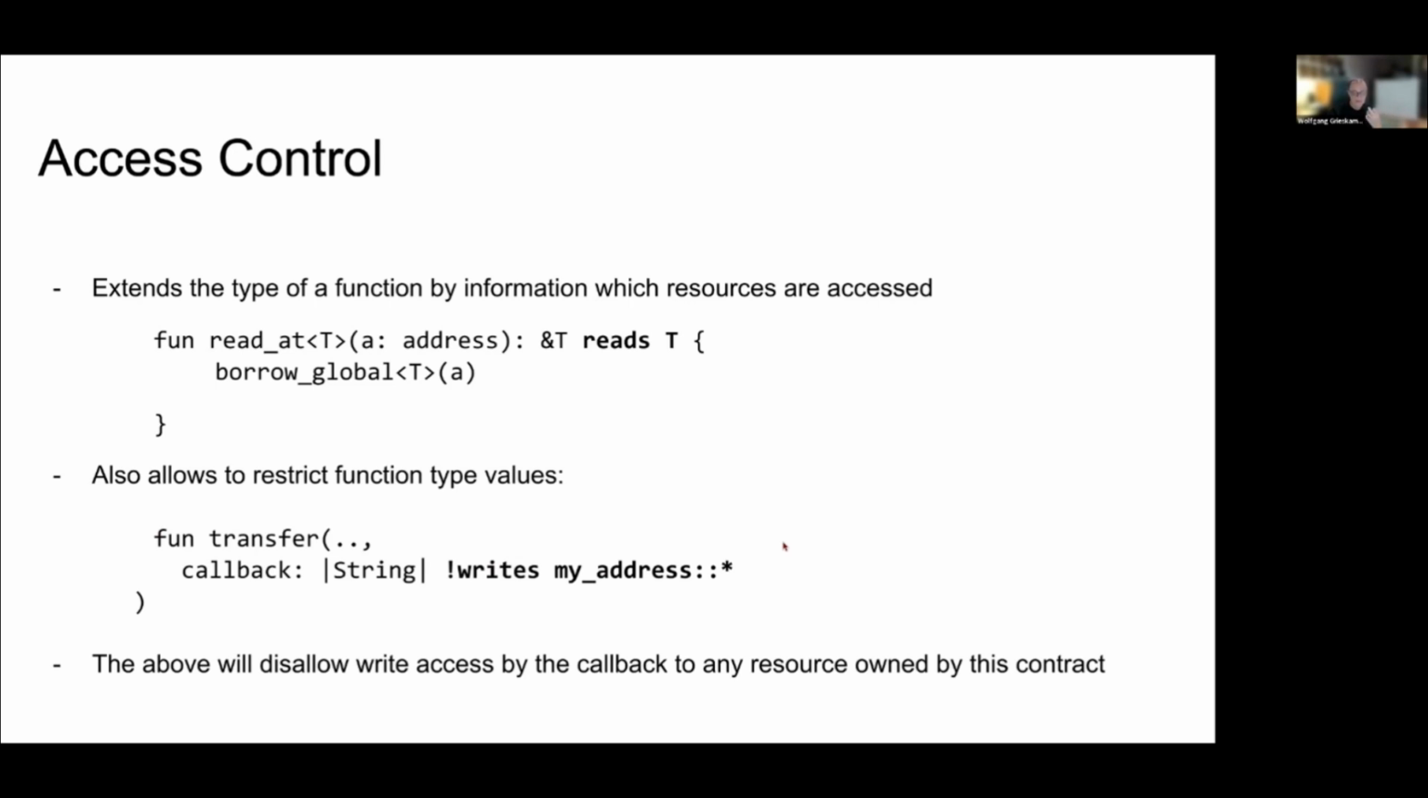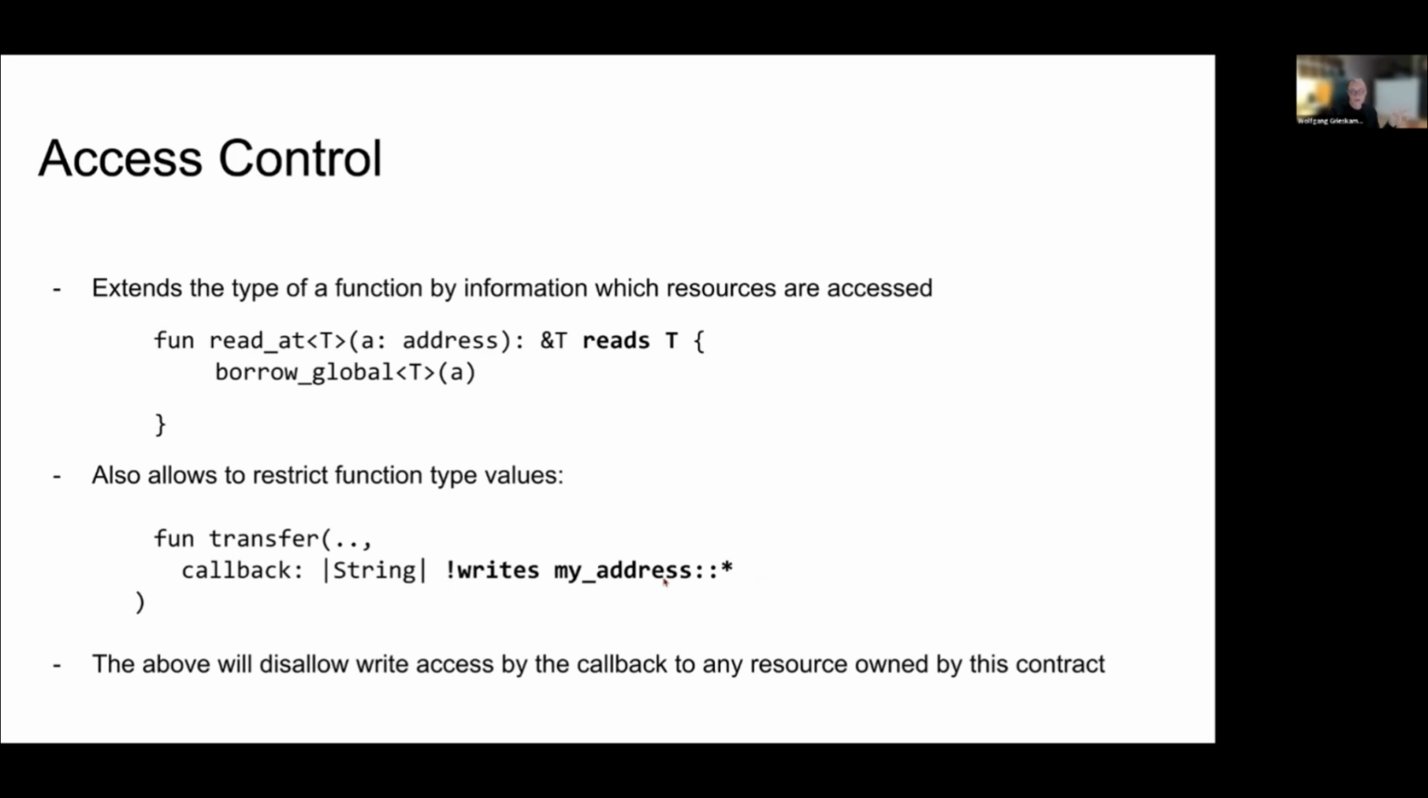And this language is much more powerful than the existing acquires statement. For example, it allows to represent negation. So we can basically say, hey, this callback function, which is like a dynamic dispatch situation, is not allowed to write to any of those resources which are stored under my contract address. Voila. So there is no dynamic dispatch problem.